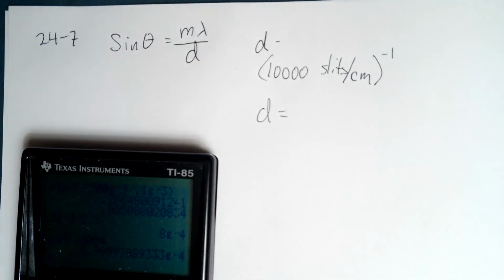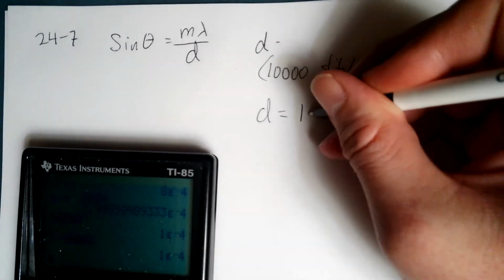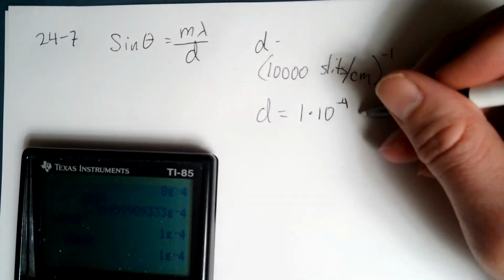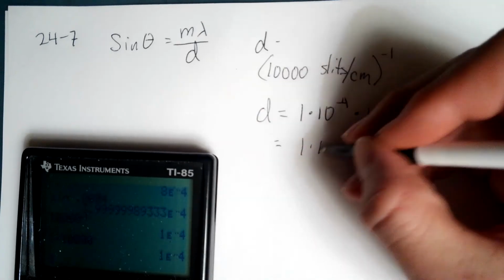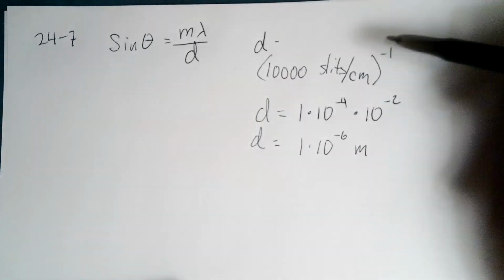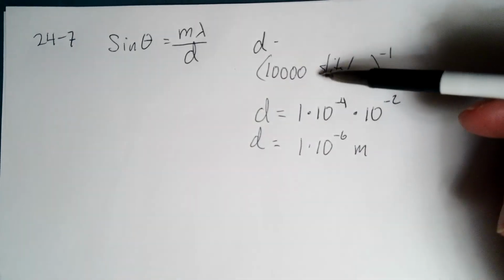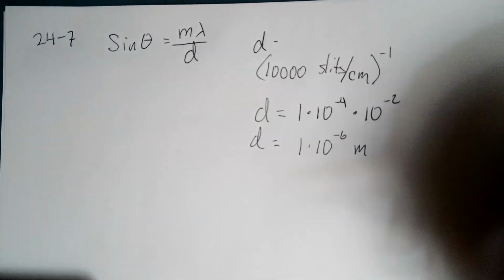I'll do it on the calculator, so 10,000, inverse. Or you could just do 1 over 10,000. So 1 times 10 to the negative 4th centimeters. So it's also times 10 to the negative 2 for meters. So 1 times 10 to the negative 6 meters. That's d. You have to do that in a few of the homework problems, so don't just skip that part, or your answer will come out with wrong powers of 10.